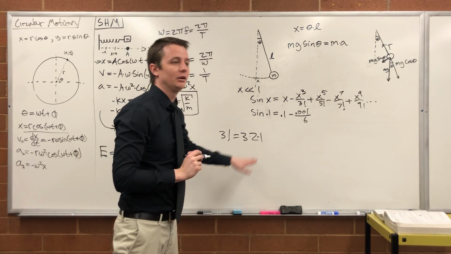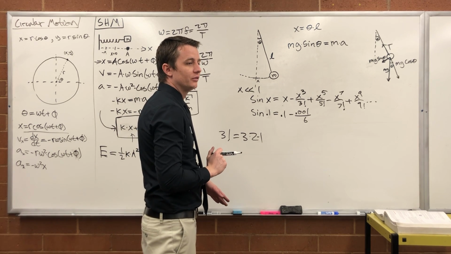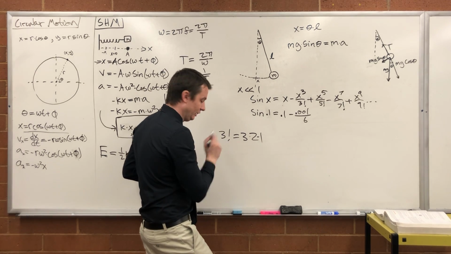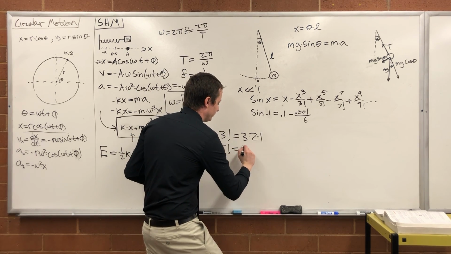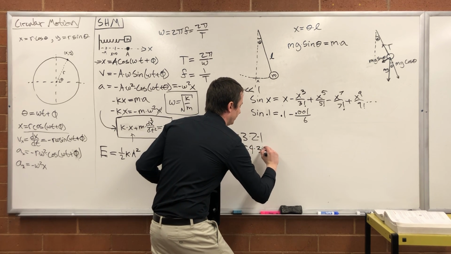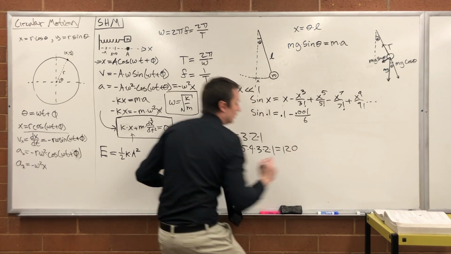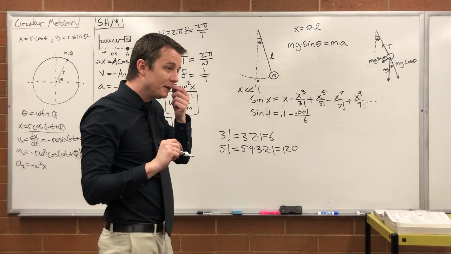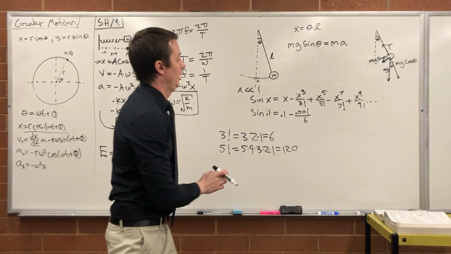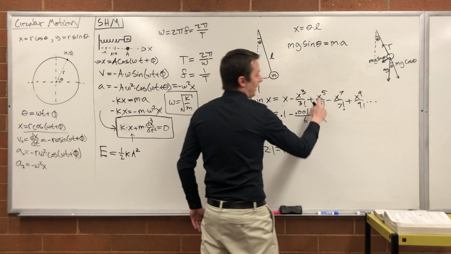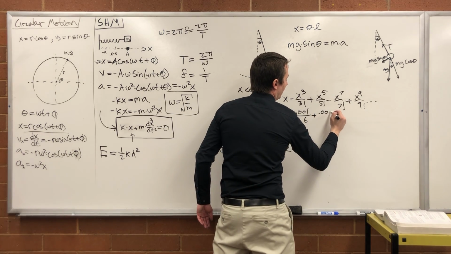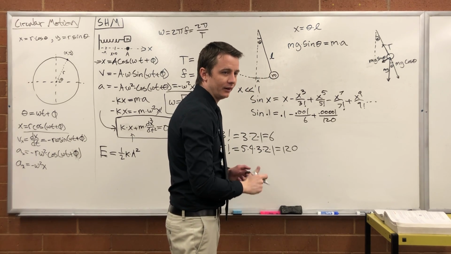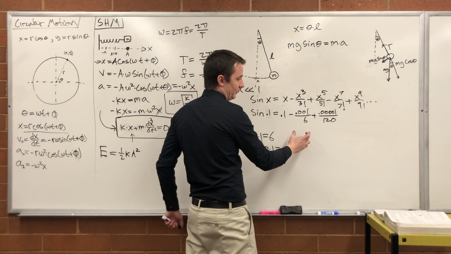4 factorial means 4 times 3 times 2 times 1. 5 factorial is the same thing as 5 times 4 times 3 times 2 times 1, which is 120. And 3 factorial is 6. Okay, so that's a 6. So then we have plus 0.00001 divided by 120. We'll stop right there, but hopefully you can see what's happening here.